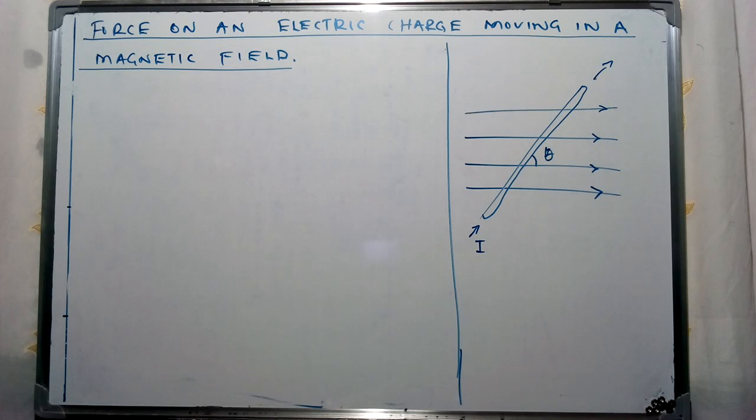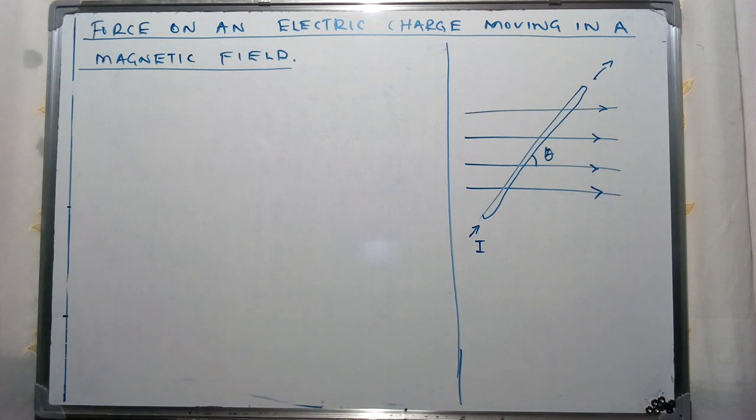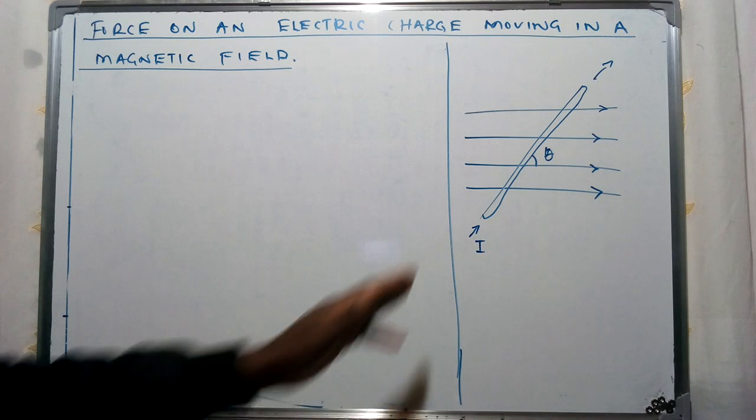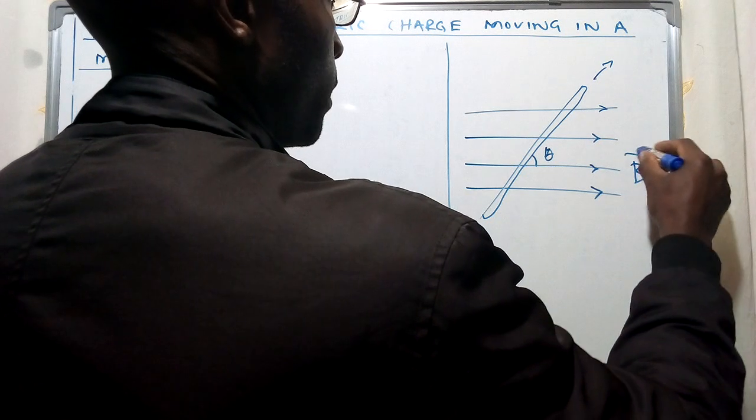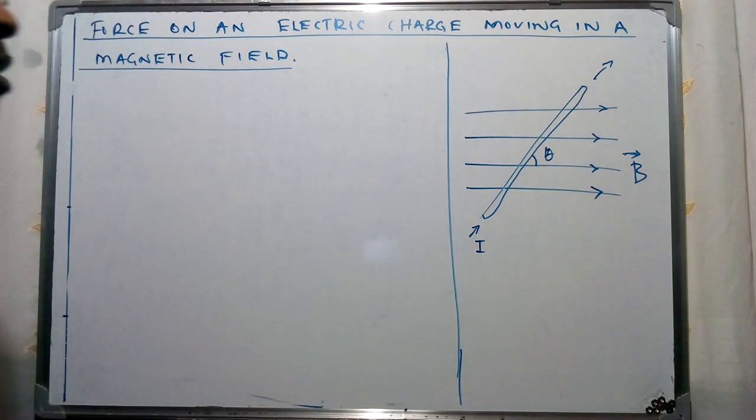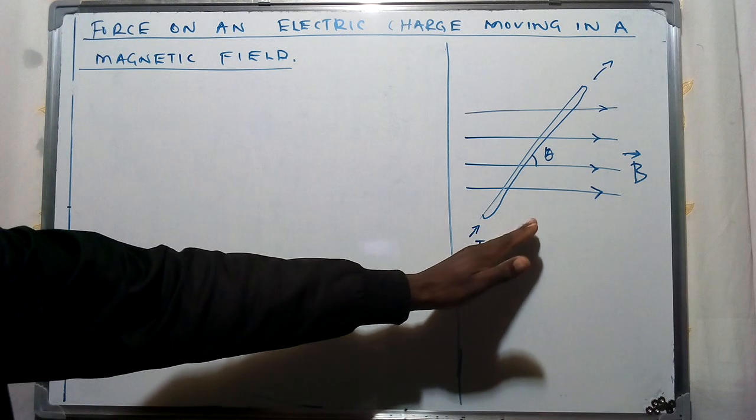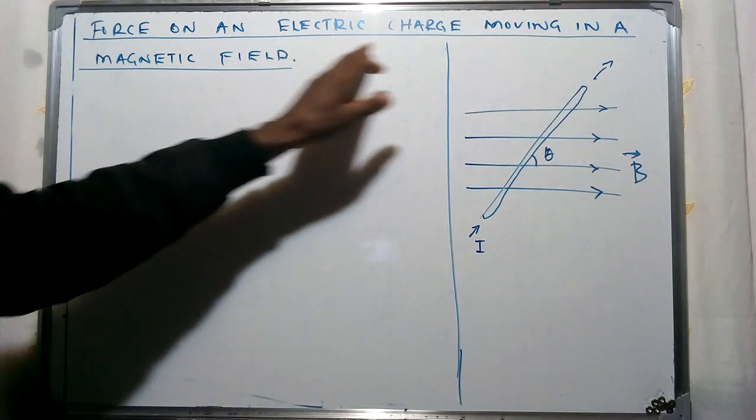Now, in our discussion today, I'm going to look at force on an electric charge moving in a magnetic field. And this, in a way, is going to complement the previous video we had done on the relationship between a current carrying conductor and a magnetic field. So I'm going to use the same illustration for us to create a relationship between these two specific concepts, whereby instead of looking at a current carrying conductor in a magnetic field, we are going to look at an electric charge.